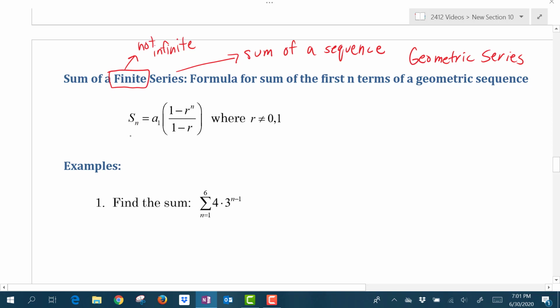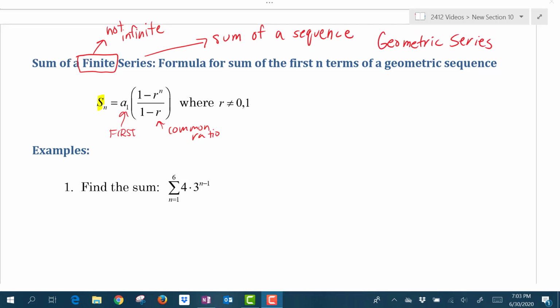So the sum of a geometric series for finite number of terms will be S sub n is equal to a sub 1. Remember, that's the first term of the sequence. It'll be 1 minus r to the power of n. Remember, r is that common ratio, divided by 1 minus r. Okay, when you see S, that stands for sum.